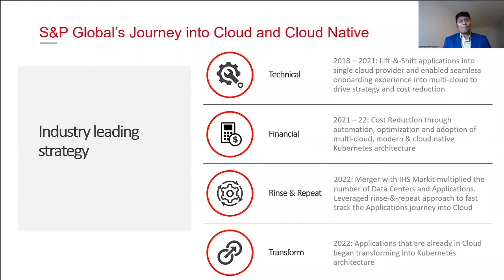But let's talk about what happened to the applications that moved into the cloud 3 years before. The applications that moved into the cloud a couple of years before have already begun transforming into the Kubernetes architecture. Within S&P Global, we have several business units. Each one of them has taken their charter of transforming their applications into the serverless architecture in the respective cloud ecosystem. And the network team has been at the center and corner of all the conversation in enabling our businesses to transform into that Kubernetes architecture.